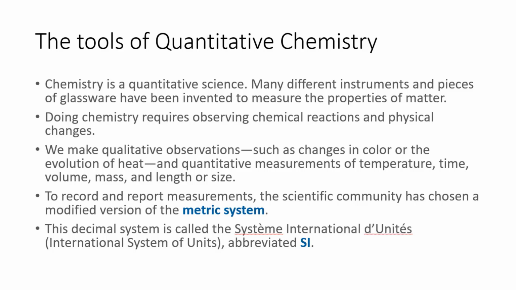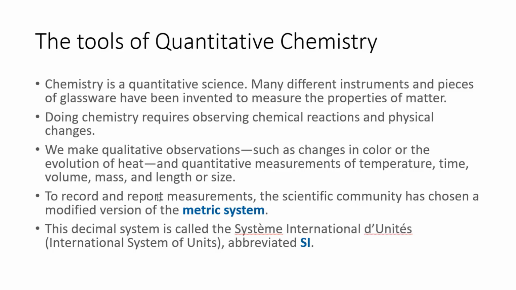Chemistry is a quantitative science. Many different instruments and pieces of glassware have been invented to measure the properties of matter, and doing chemistry requires observing chemical reactions and physical changes. So while we're making qualitative observations by doing this, and we're going to be doing that in the lab, and we'll see changes in color, the evolution of heat, different physical and chemical reactions and changes, we're also looking at quantitative measurements of temperature, time, volume, mass, length, and size.